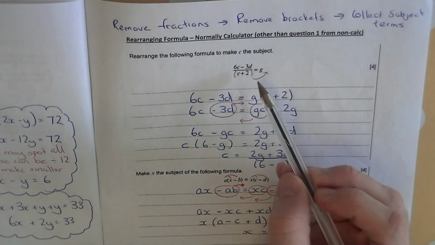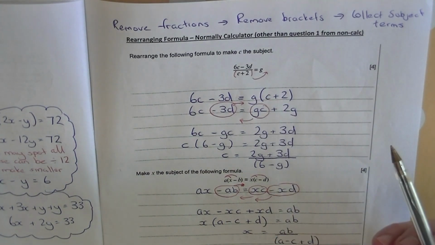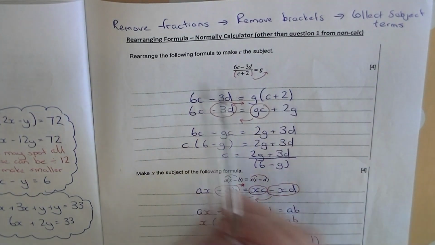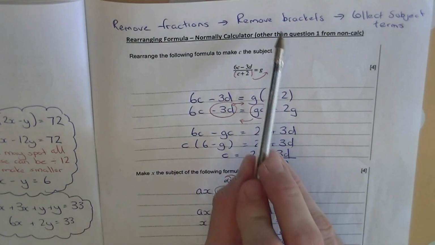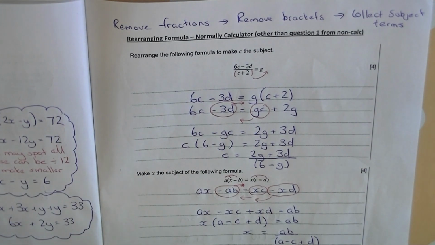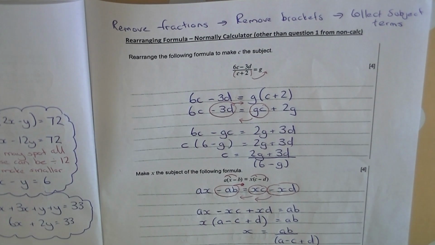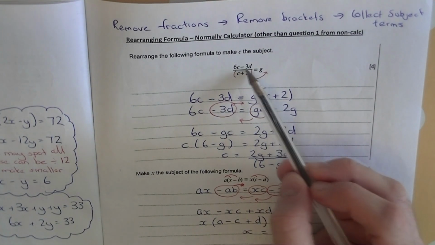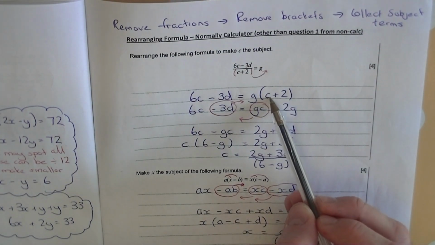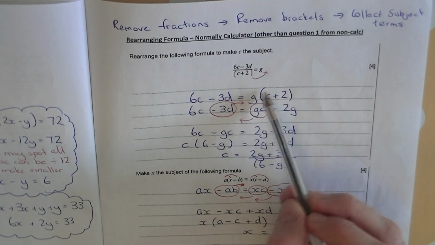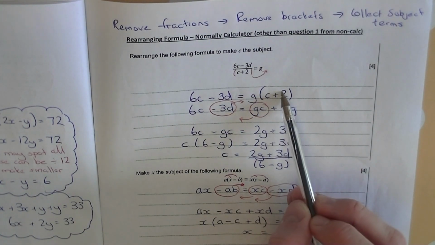All right. Rearranging formula, changing the subject, make C the subject here, but my little note here, which I think we wrote in class, hopefully says, remove fractions, remove brackets, and then collect subject terms one side and anything else the other. So that's exactly what I've done. Moved the bottom of this fraction up, okay, in a bracket. So I've removed the fraction. Then I've expanded the bracket, g times that and g times that.